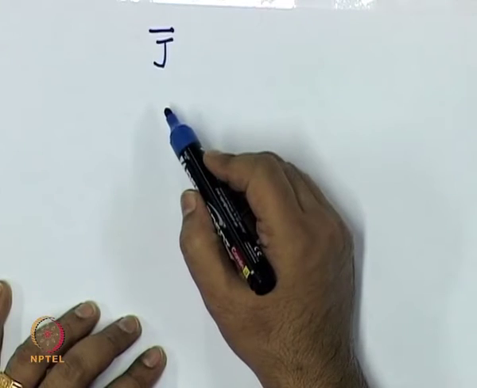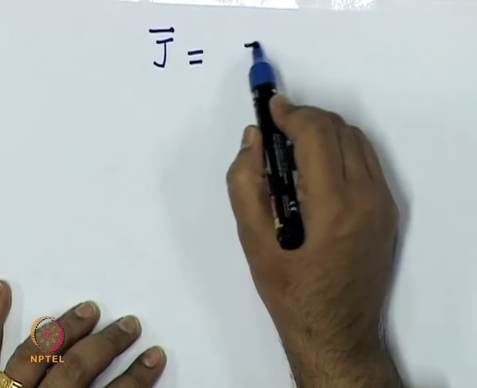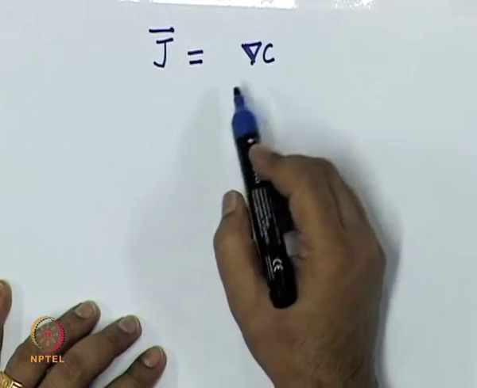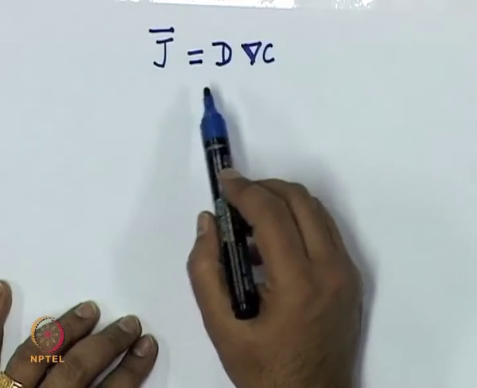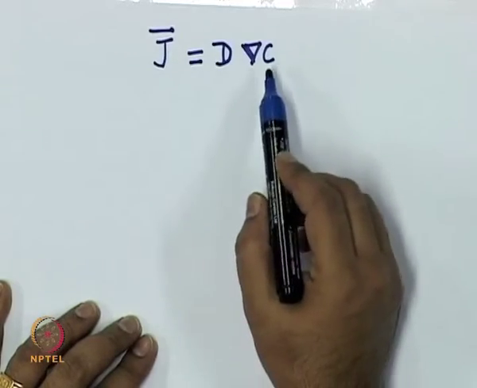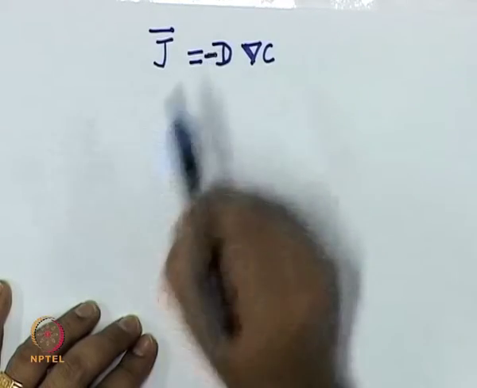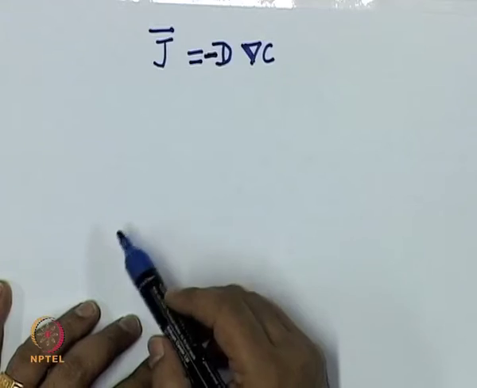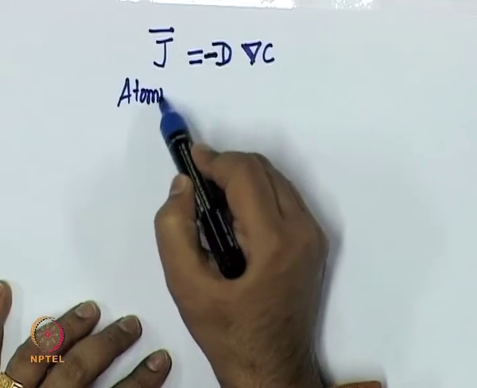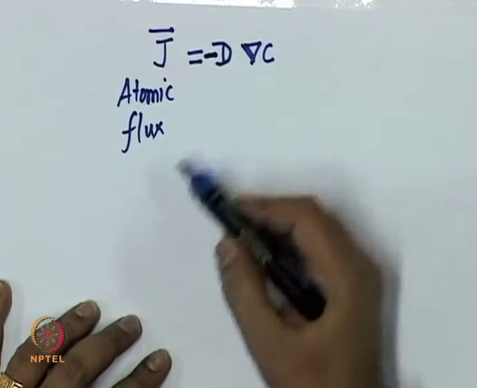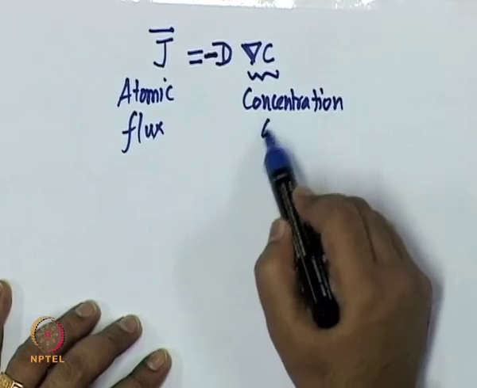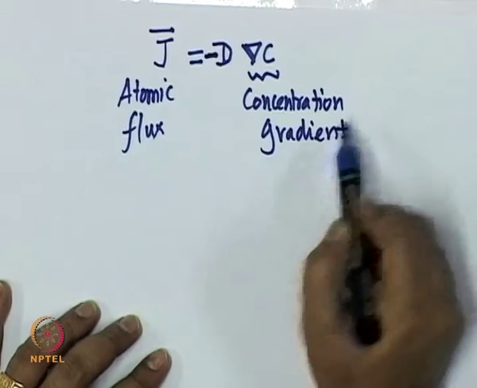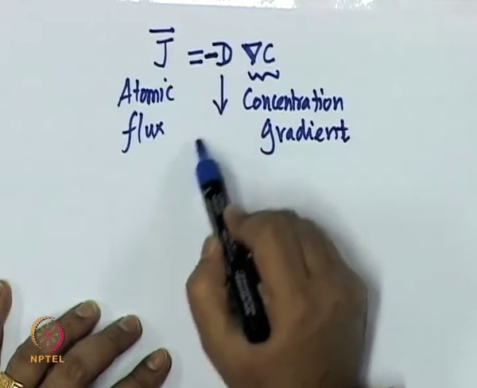It says that the flux of atoms is proportional to the concentration gradients, and the proportionality constant is known as diffusivity. Fick's first law states that the atomic flux will be in such a way as to minimize the concentration gradient. So, that is indicated by a negative sign. Okay. So, this is atomic flux, this is concentration gradient, this is a proportionality constant which is known as the diffusivity.